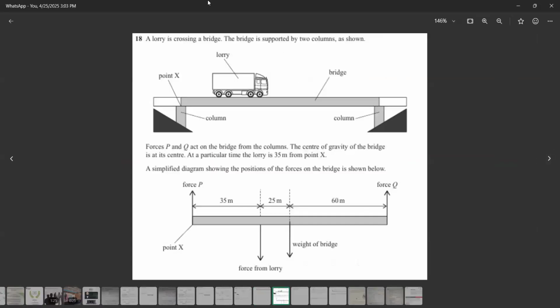So whenever you see a question in which the two supports are there, any one of them you have to take as a pivot and consider the clockwise moment is equal to the anticlockwise moment. Any one of them you can consider as a pivot. So for example, I consider point X as a pivot.